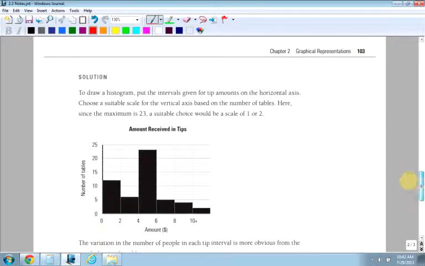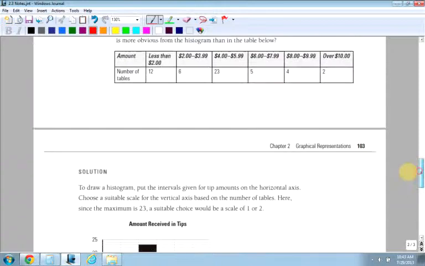So the in-between data would be the amount of money at the bottom, so between 0 and 2, 4, 6, 8, 10, because it's just less than $2, $1.99, just less than 4, $3.99, just less than 6, right? That's how the histogram works. So less than 2, between 2 and $3.99, which is just less than 4, 4 and $5.99, which is just less than 6. And then I have all these people, 12, 6, 23, 5.